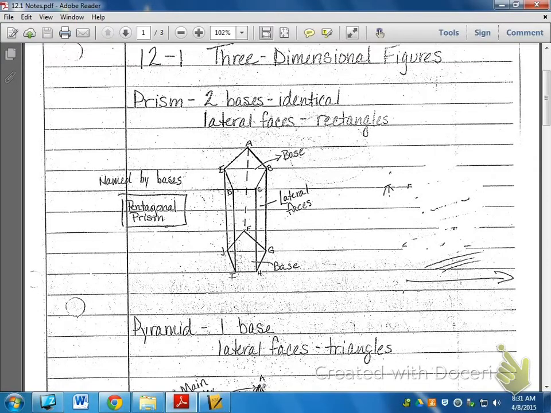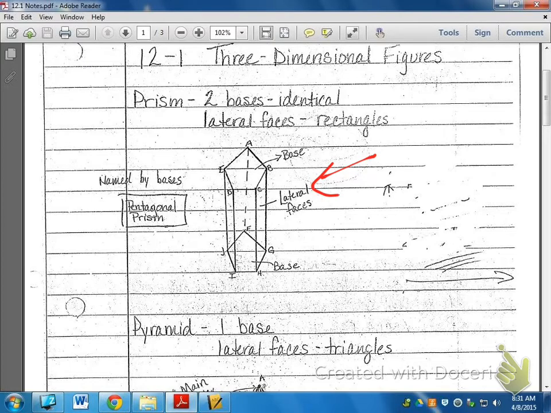Lesson 12.1, three-dimensional figures. This is just a general lesson talking about the difference between three-dimensional figures, and we're starting with the prism. A prism has two identical bases that are parallel with each other, and the lateral faces, which are the sides, lateral means sides, those are always rectangles, okay?